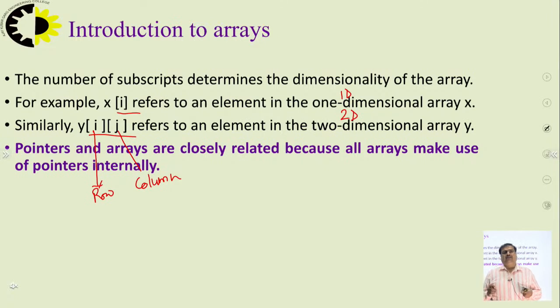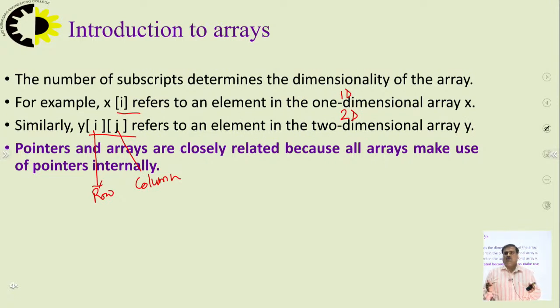The pointers and arrays are closely related because arrays use pointers internally. We can also say that the array name is a constant pointer. Here in the C programming language, the array name refers to a constant pointer. Constant pointer means one whose address cannot be changed. So, let me remind you of the pointer also. A pointer is a variable which stores the address of another variable.